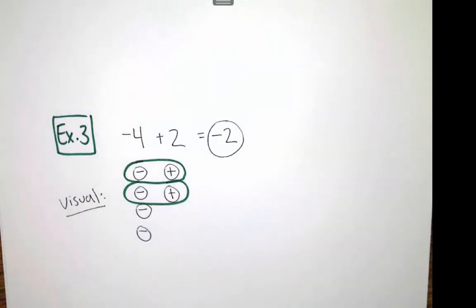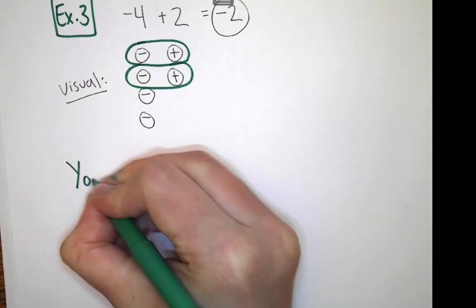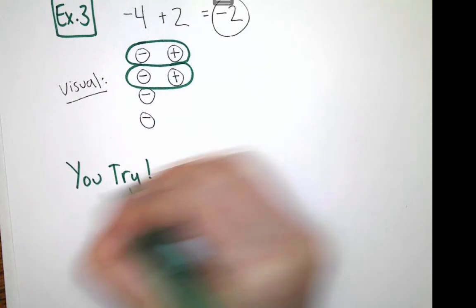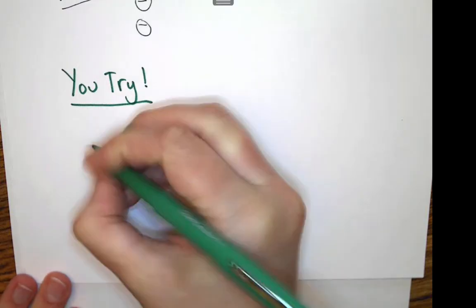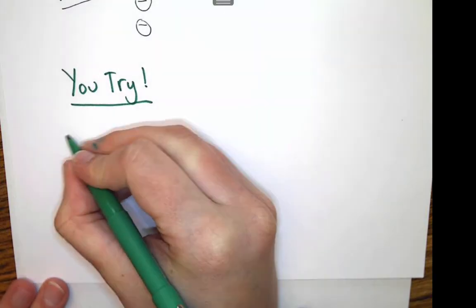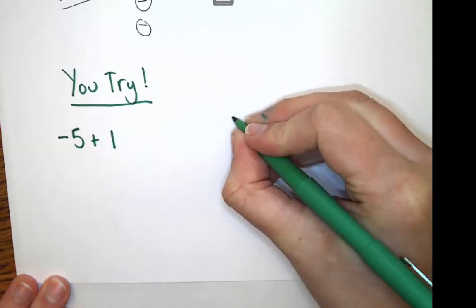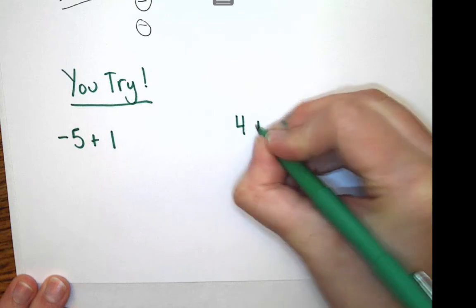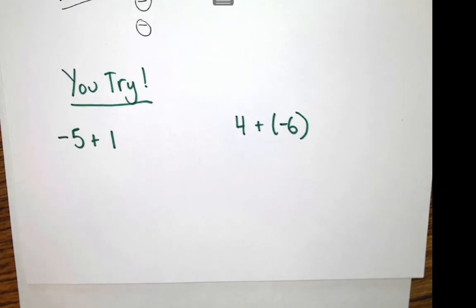All right, so now I'm going to have you try. I'm going to give you a problem, and we'll do it down below here. We'll write, you try. And what I'd like you to do is try to draw a picture to represent each of these problems. I'm going to give you 2 of them to try on your own. The first one I want you to try is negative 5 plus 1. And the other one I want you to try is 4 plus negative 6. Go ahead, pause the video and try drawing the pictures of what this would look like. Show me the visual.